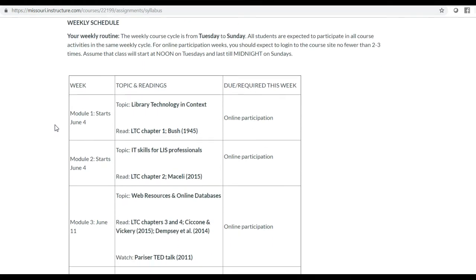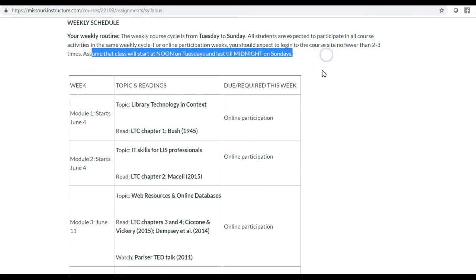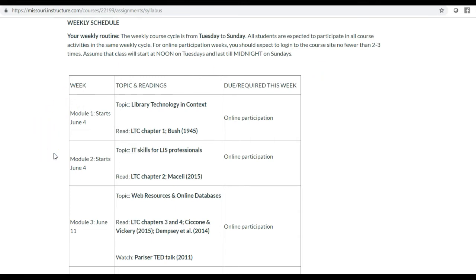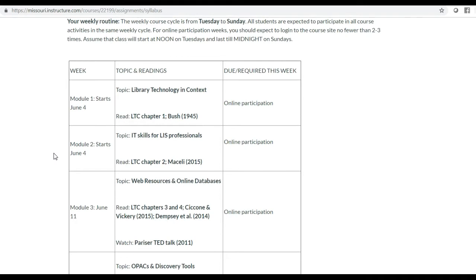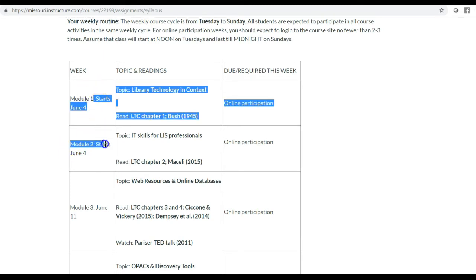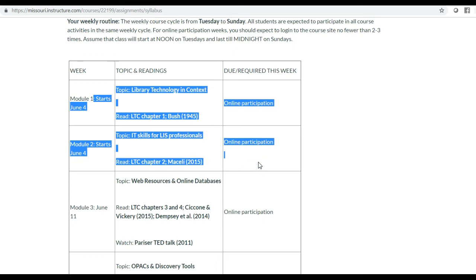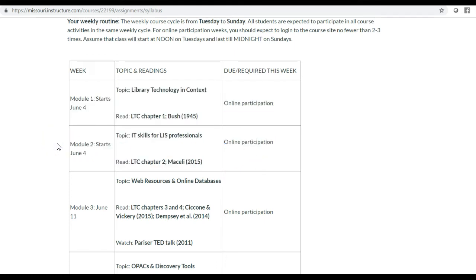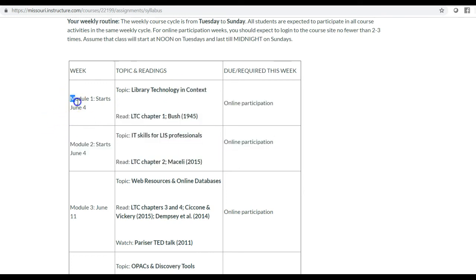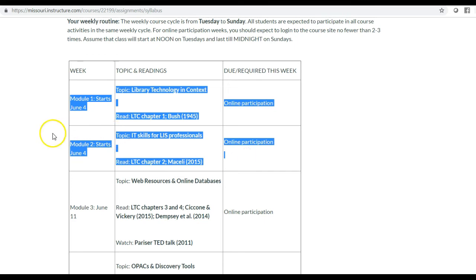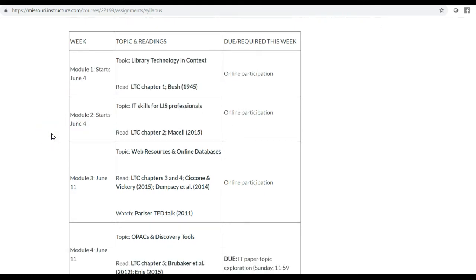Here is your weekly schedule. Assume that class will start at noon on Tuesdays and last till midnight on Sundays. That's just a way of me trying to organize you all so that you all know what to expect on a week-to-week basis. But modules 1 and 2 started last week, and again, I know we had some difficulties with those starts, but again, you have a grace period as far as completing your online participation for modules 1 and 2.